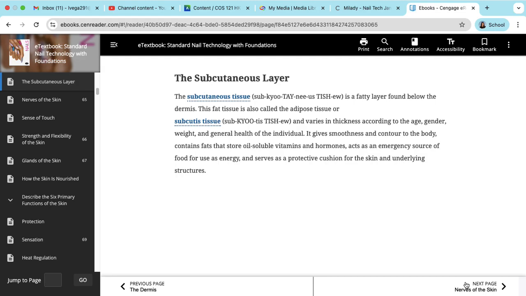The subcutaneous layer is a fatty layer found below the dermis. So out of all the layers of the skin, the deepest one is the subcutaneous layer. This one gives smoothness and contour to the body, contains fats and stores oil-soluble vitamins and hormones, and acts as an emergency source of food and energy.